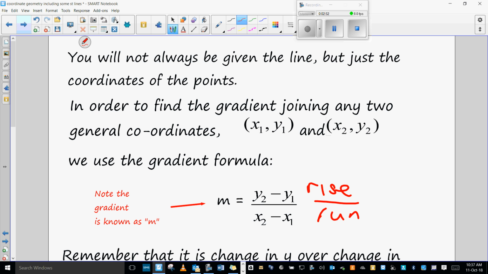Now, the gradient is generally known as m. I don't know why they use m, zero idea. But generally they use m for gradient. So m represents the gradient, and that's rise over run, which is y2 minus y1 over x2 minus x1.